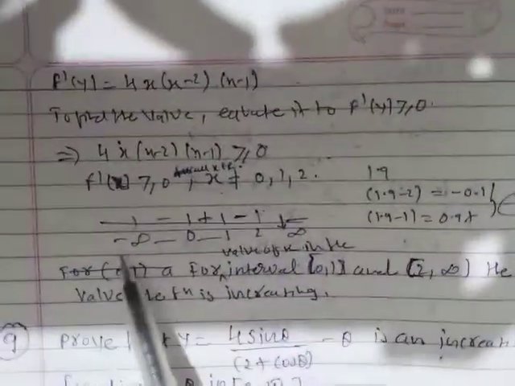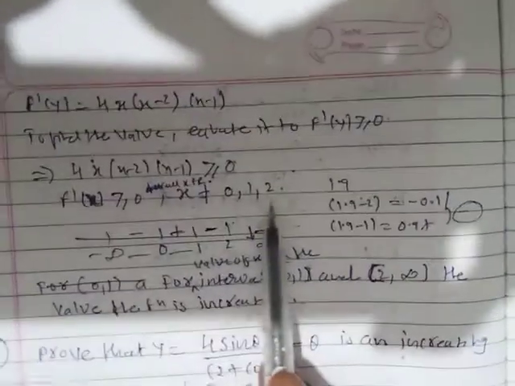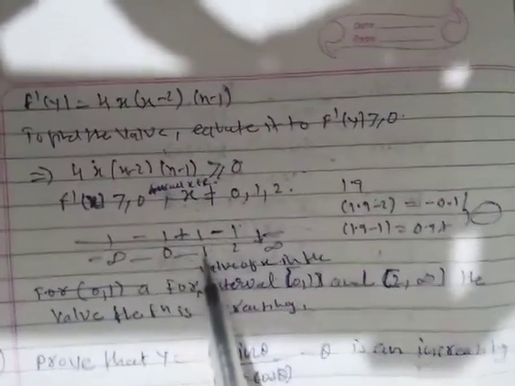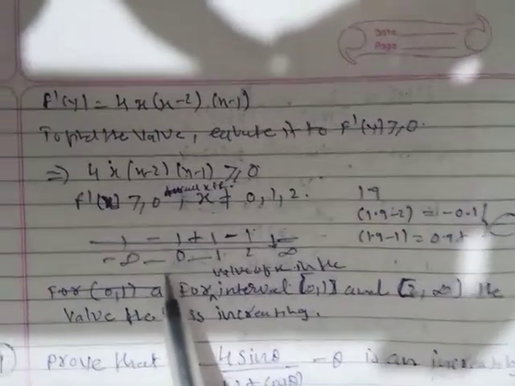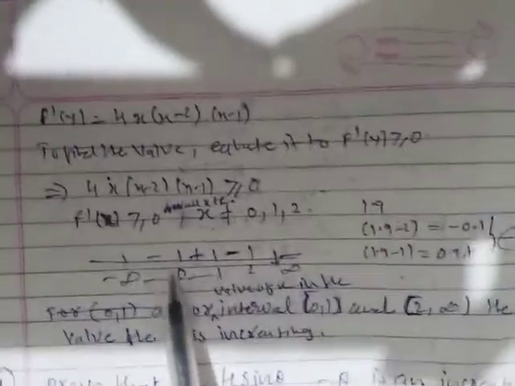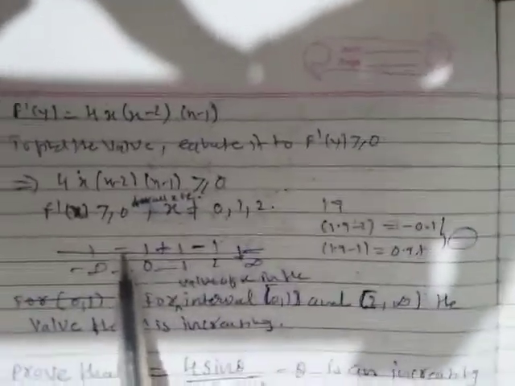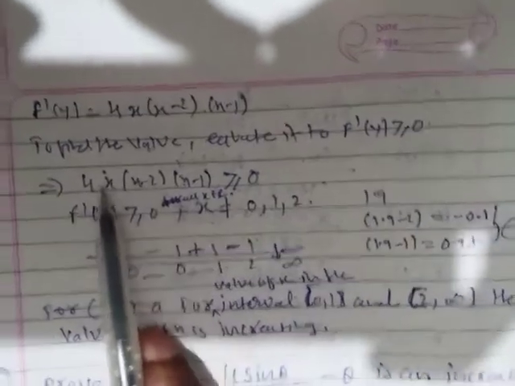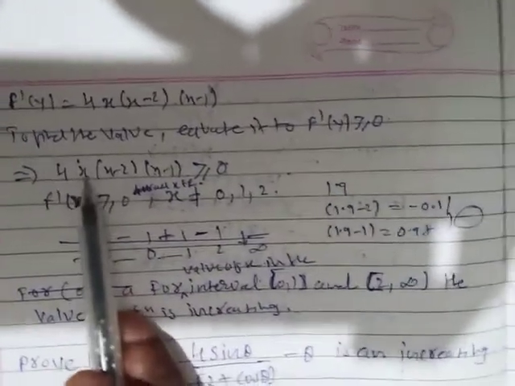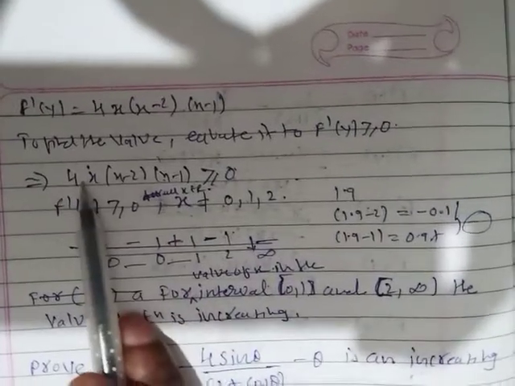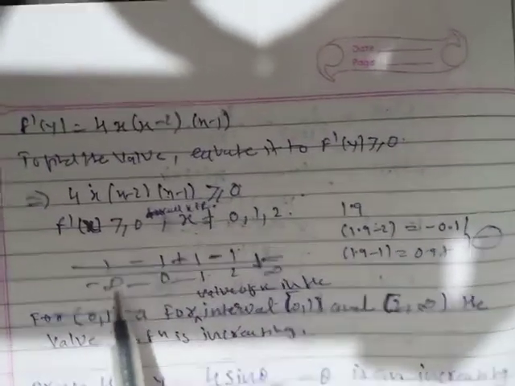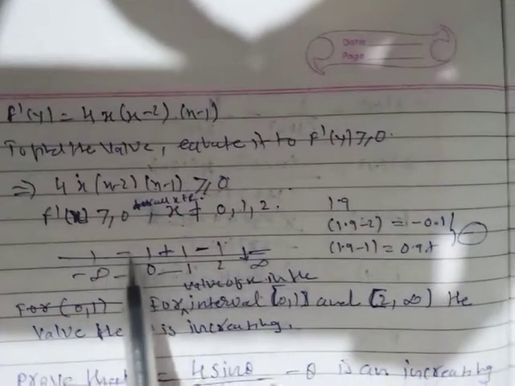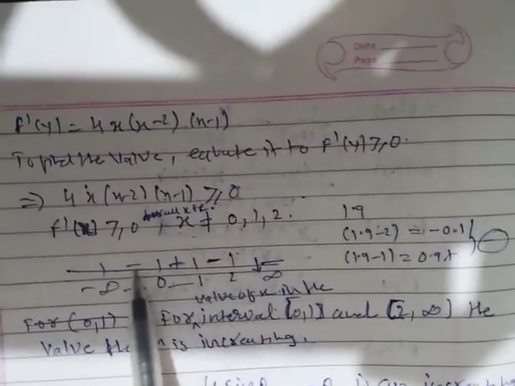So let's check. Putting this on the number line, what will we get? Minus 1, 0, 1, 2 and infinity. Now substitute the value here. Less than 0, take minus 1 and substitute. Here it will be minus 2, here minus 3, and here minus 1. Minus into minus is plus, then minus, so it will be less than 0. So in the interval minus infinity to 0, the answer is negative, so it is decreasing.